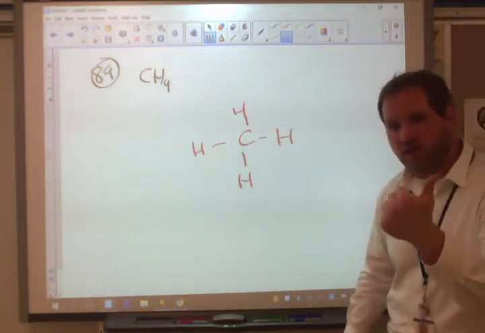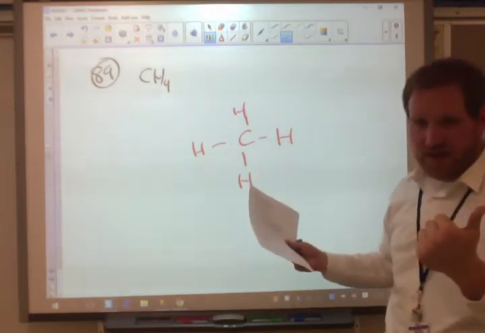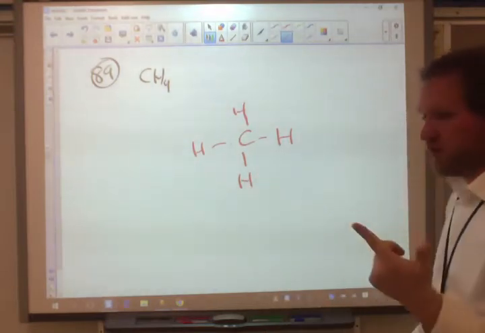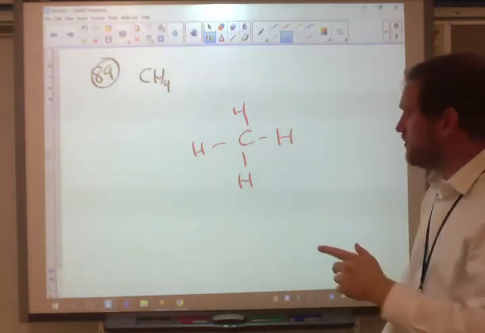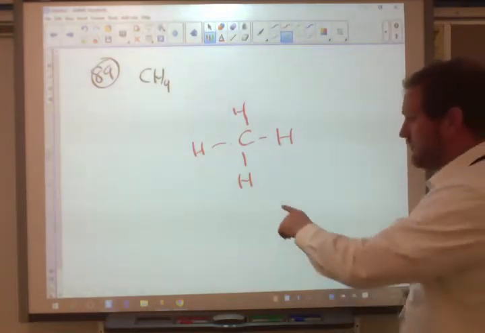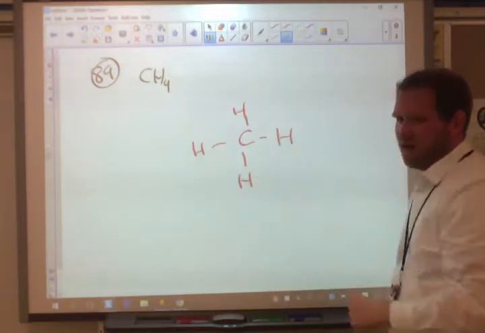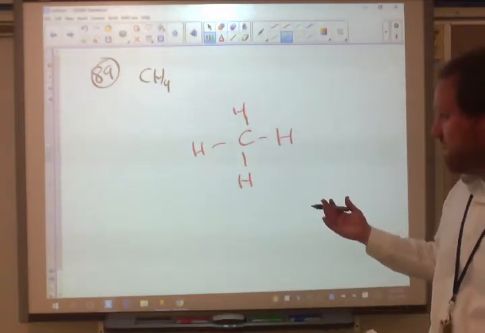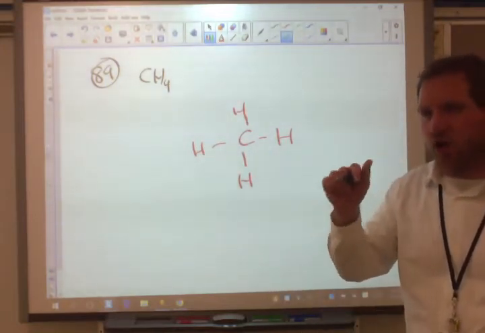So let's go over the forces. Are there going to be London dispersion forces? Yes, everything has London dispersion forces. Are there going to be dipole-dipole forces? No, because this is nonpolar. Are there going to be hydrogen bonds? No. And a lot of people think, well, look, there's 4 hydrogens right here. But those aren't considered hydrogen bonds because it's not bonded to an N, O, or F.